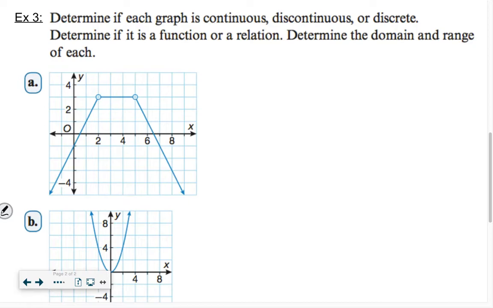Do I have a question? Yeah. For example 2, the B, could you write the point of discontinuity as an ordered pair? Yeah, 3, 2. You could do that too. You can either give me x is equal to 3 or, like the book, give the point 3, 2. Either way.